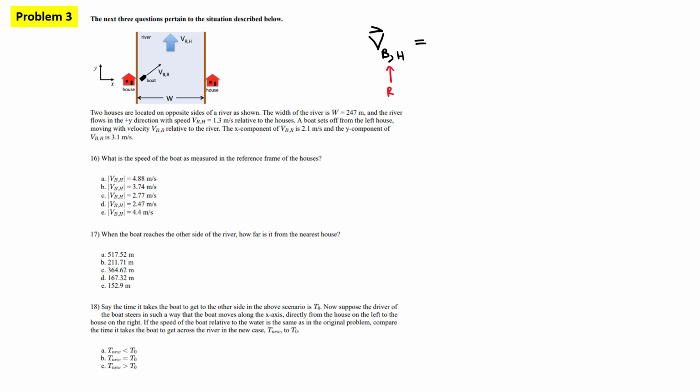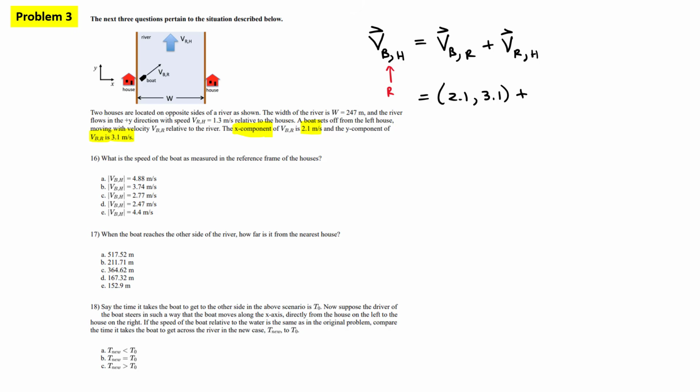So I write this as a vector sum. This is the boat relative to the river plus the velocity of the river with respect to the ground or with respect to the houses. Now each one of these vectors you should be able to write down. So how would I do the boat relative to the river? That is the information given in the problem. We have an x component which is 2.1 and a y component which is 3.1. So this is 2.1 comma 3.1 as my vector.